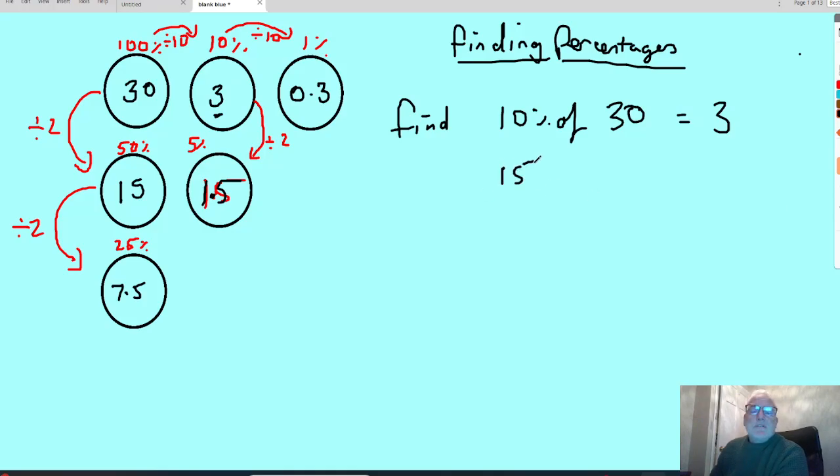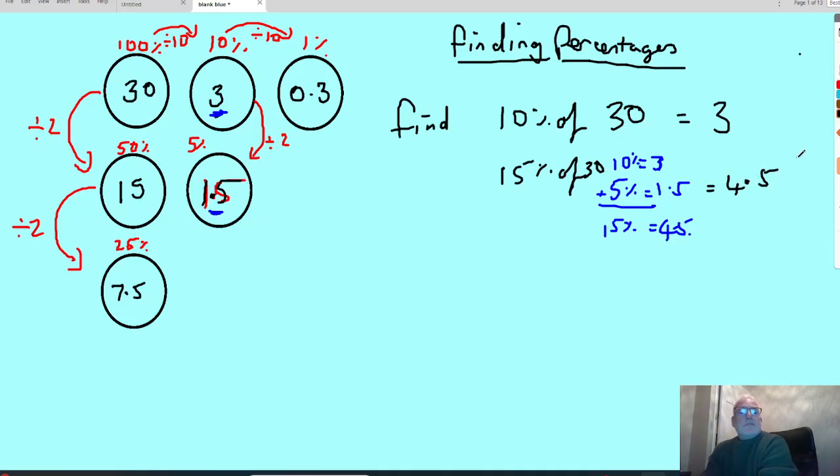Let's say I wanted to find 15%. I haven't got a circle that is 15% on its own, but what I could do is say, well, let's take the 10% and let's take the 5% and let's add that together. So the 10% would be 3, the 5% would be 1.5, and if I add those two together, I get my 15%. So 3 plus 1.5 gives me 4.5. So 15% of 30 would indeed be 4.5.